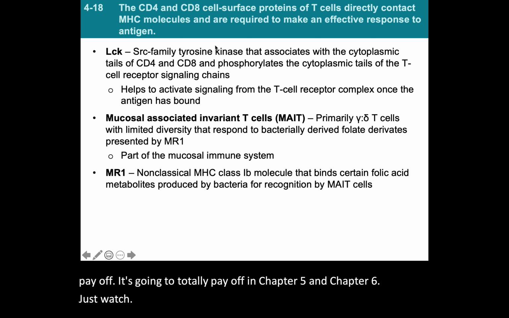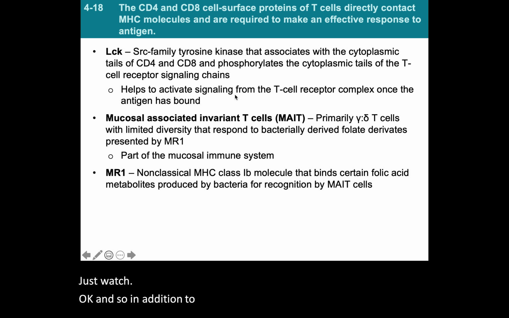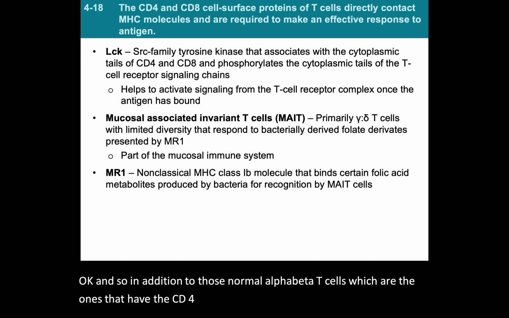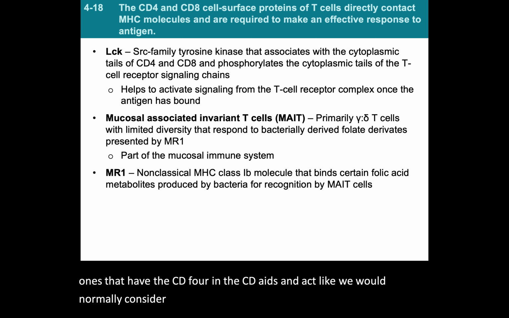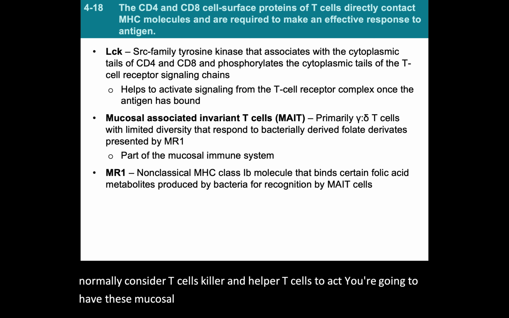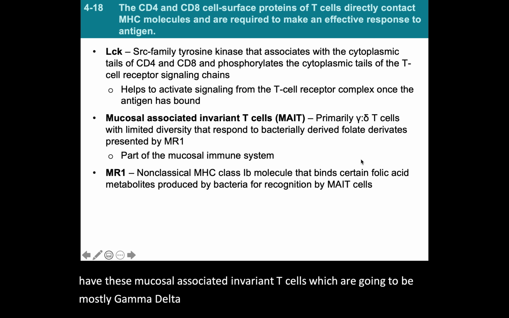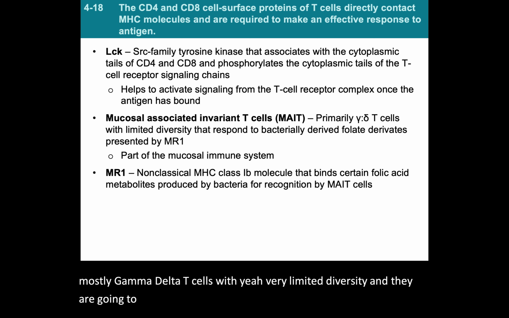Okay. And so in addition to those normal alpha-beta T cells, which are the ones that have the CD4 and the CD8 and act like we would normally consider T cells, killer and helper T cells to act, you're going to have these mucosal-associated invariant T cells, which are going to be mostly gamma-delta T cells with very limited diversity. And they're going to respond mostly to bacteria. And so we will get to those as well.